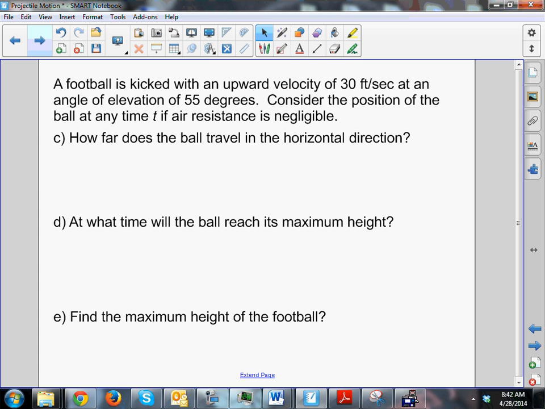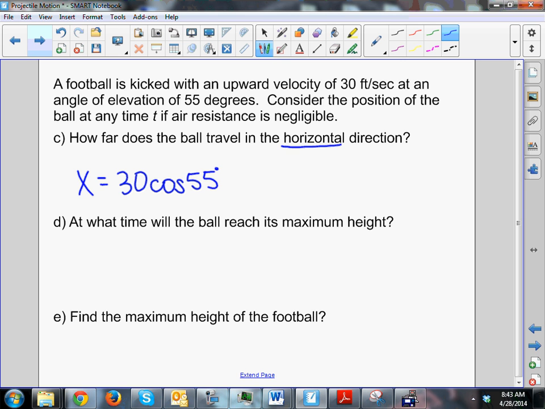I'll remind you. All right, so we're still working with the same kick of the football. I want to know how far the ball travels in the horizontal direction. I see the word horizontal, which means we're going to work with which equation? X. However, how do I know what to plug in for t?